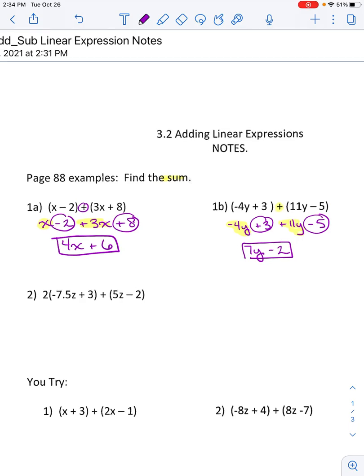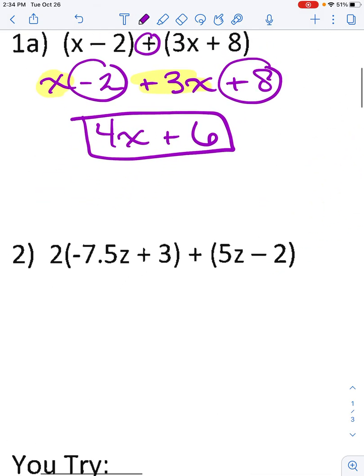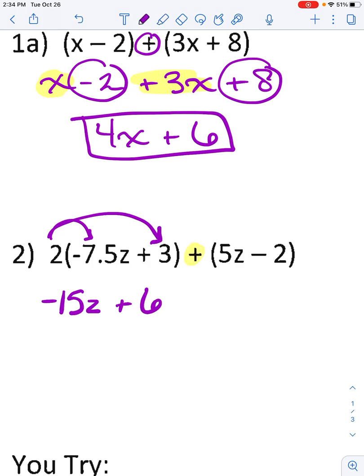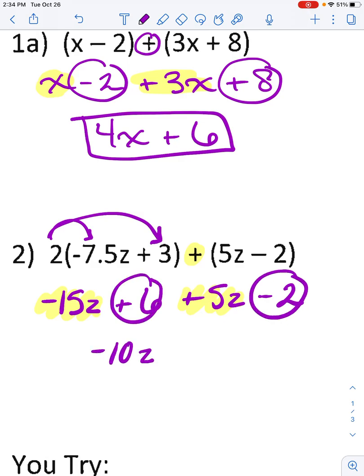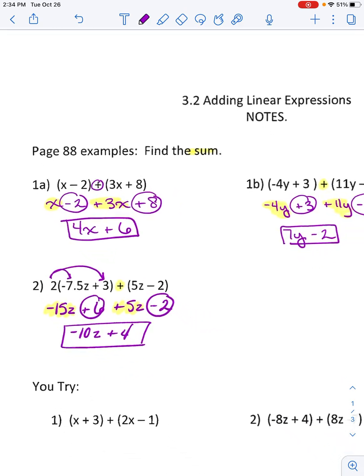On number 2, we now have a number outside of the parentheses, so now we do need to distribute. I have 2 times a negative 7.5z, which gives us a negative 15z, and 2 times a positive 3, which gives me a positive 6. And again, watch your sign. I am adding, so I can bring down the plus 5z minus 2, and then I can begin to combine like terms. I have a negative 15z plus 5z, which gives me a negative 10z, and then 6 minus 2 is a positive 4. So we're going to get negative 10z plus 4.